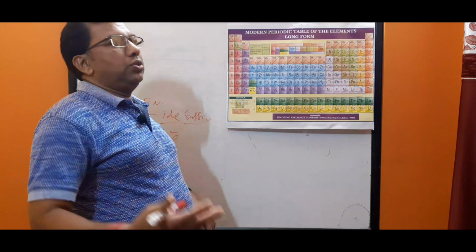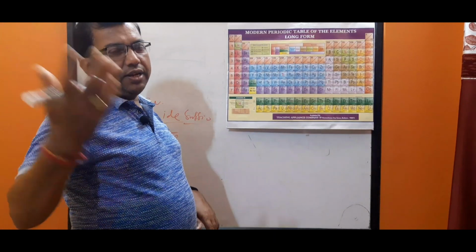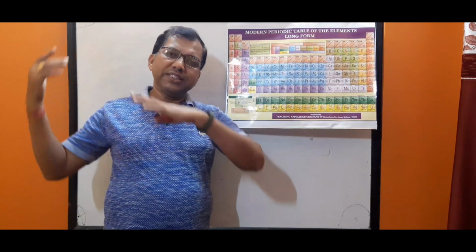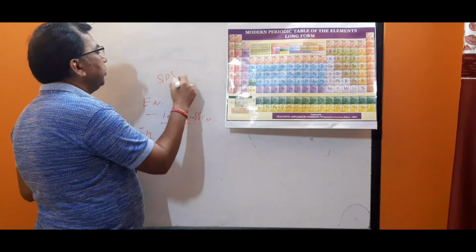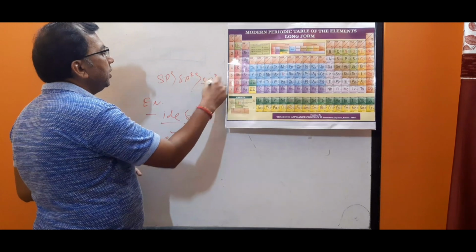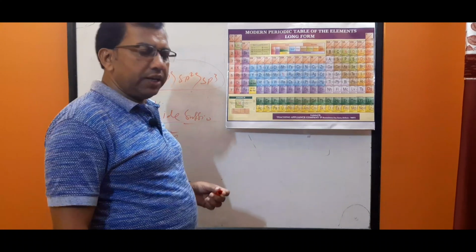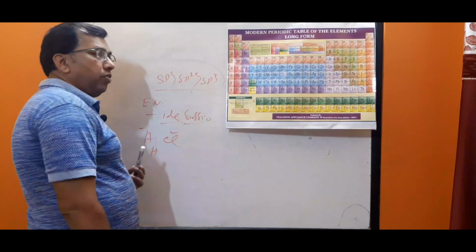Besides, there are so many applications. Lastly, electronegativity is also applied in the case of hybridizations. What we have learned: sp, sp2, sp3 hybridization, and many others like sp3d and sp3d2. But in class 10 you learned sp, sp2, sp3. For comparing sp greater than sp2 greater than sp3, you require electronegativity. So these are the applications of electronegativity.